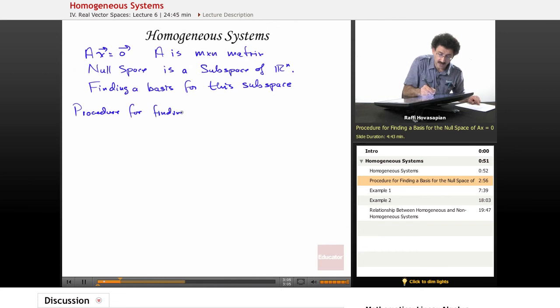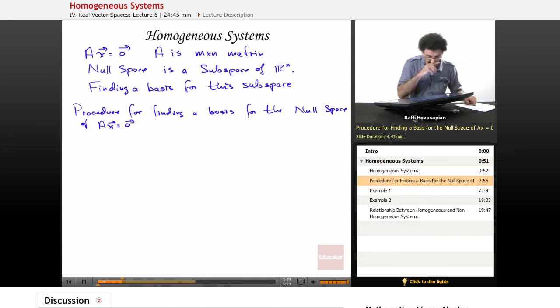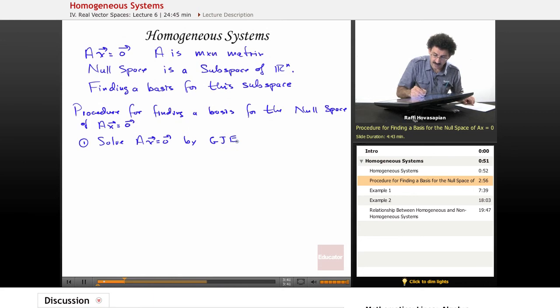Okay, so the procedure for finding a basis for the null space of AX equals 0, where A is m by n. The first thing we do is solve AX equals 0 by Gauss-Jordan elimination to reduced row echelon form, as always.